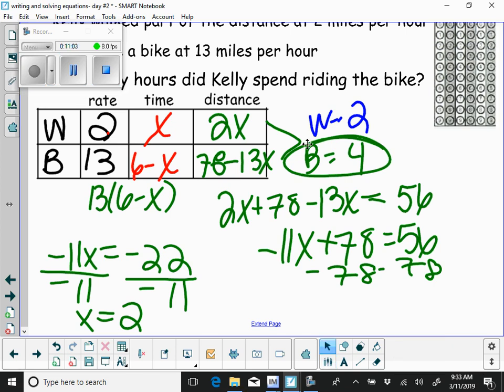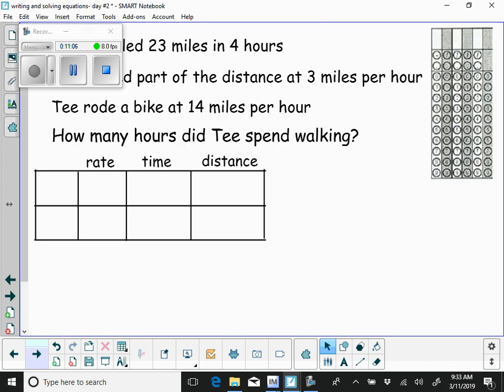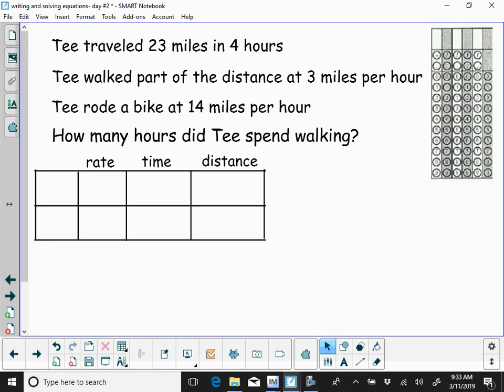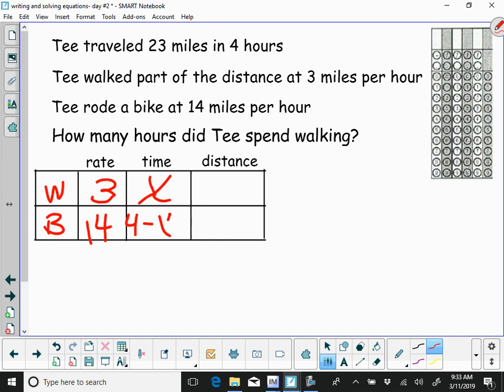All right, these charts are amazing, y'all. Use them. Okay, so same thing here. Let's set it up and I'll let you do the work. Again, we've got walking and biking, right? What's his walking rate? 3 miles per hour. What's his biking rate? 14 miles per hour. How long did he walk? We don't know. Therefore, how long did he bike? What's his total time? So it'll be 4 minus x, right?